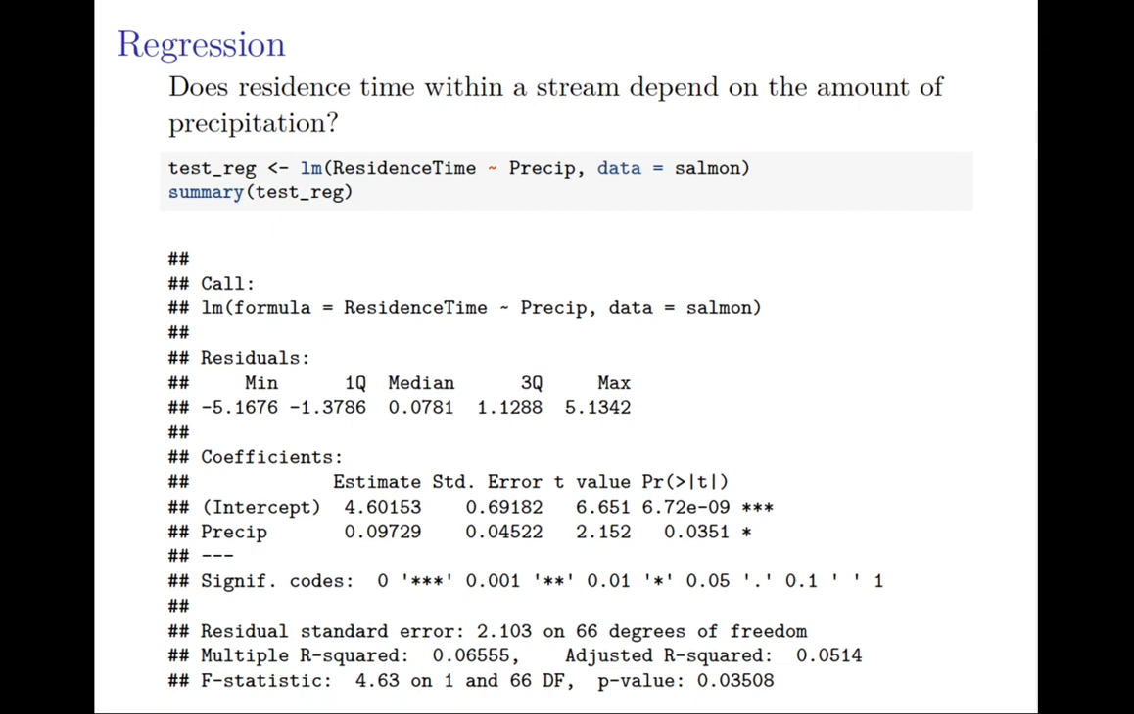And here is the code: is residence time a function of precipitation? So you run your linear model and then you do a summary of that model. That's how you get your result. And the result is that precipitation is significant, where p equals 0.03. So yes, precipitation has an effect on residence time.